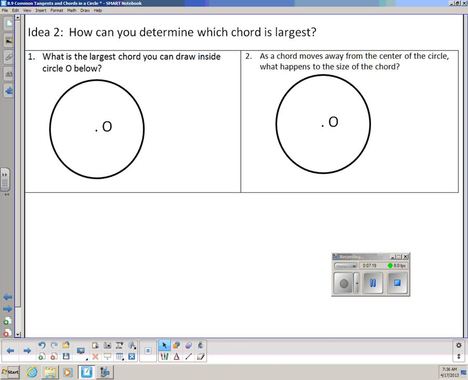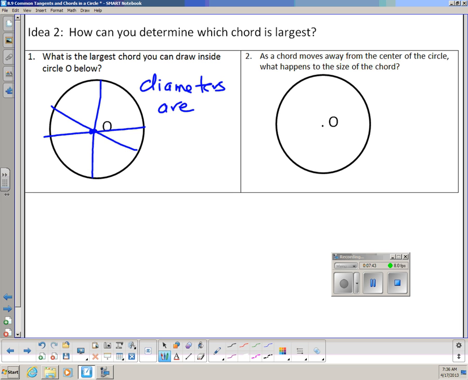Okay, so hopefully you realize the largest chord you can draw is any diameter. Any diameter that passes through the center is the largest chord. So I can draw many largest chords, but they're all diameters, which means that they're going through the center, which means all the diameters are 0 in terms of distance. Let me write this a little differently. Diameters are the largest chords, and they go through the center.